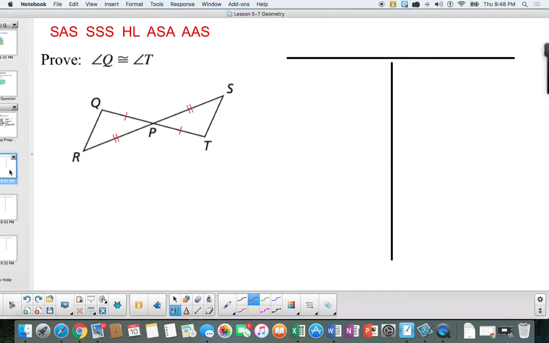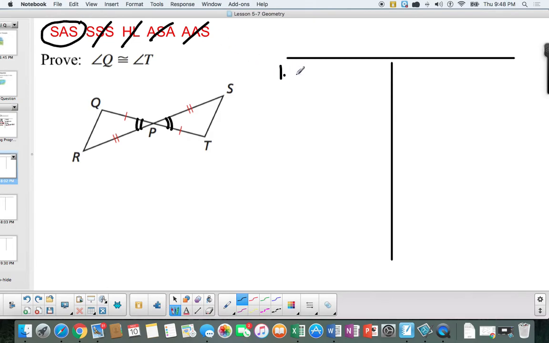All right, let's go ahead and take a look at this problem. And we can see we have two pairs of sides. So two pairs of sides means we're probably not going to use this method or this method. We're not working with right triangles, so we're not going to use this method. I don't see another pair of sides, so I don't think we're going to use this method, but I do see some vertical angles. So it looks like this will be my plan.